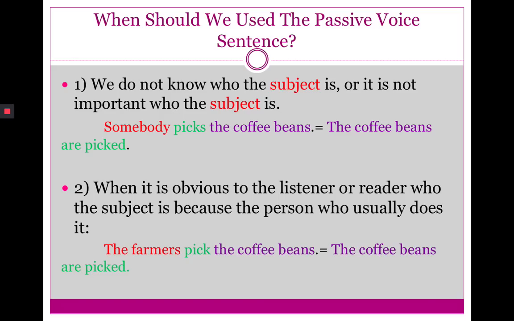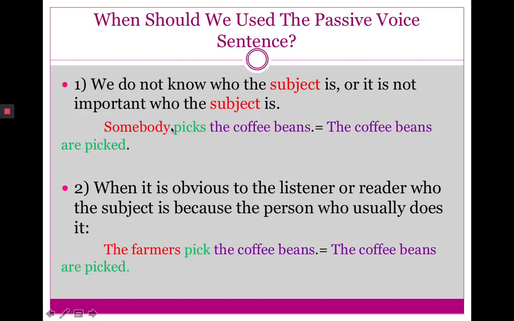Okay, so let's have a look at why we should use passive voice sentence. The number one reason why you must use passive voice sentence is because we do not know who the subject is, or it is not important who the subject is. When you explain about the process, sometimes it is not important to highlight who the subject is, right? Somebody picks the coffee beans, so it's not important to highlight who picks the coffee beans. Yeah, we can assume the farmers. The farmer might pick the coffee bean, but it can also be other people, right?